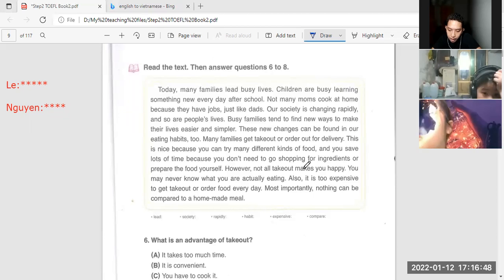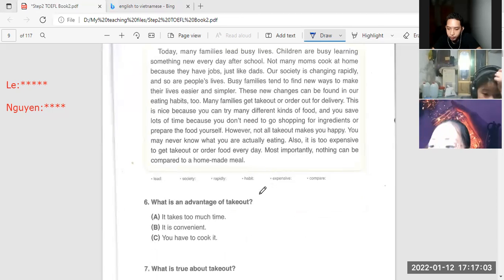However, not all takeout makes you happy. You may never know what you are actually eating. Also, it is too expensive to get takeout or order food every day. Most important, prefer a homemade meal.